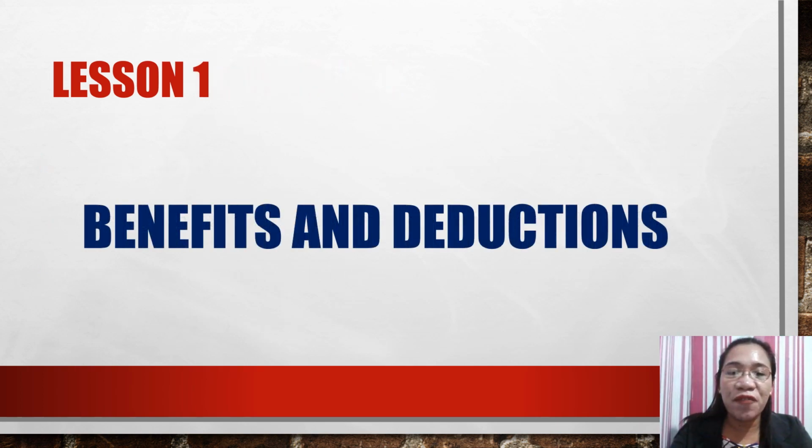Lesson 1, Benefits and Deductions. We have learned that benefits are payments or gifts made by an employer, a government, or an insurance company. These benefits, however, are not all obligatory, meaning there are only some benefits that are applicable to a certain company but do not exist in other companies.